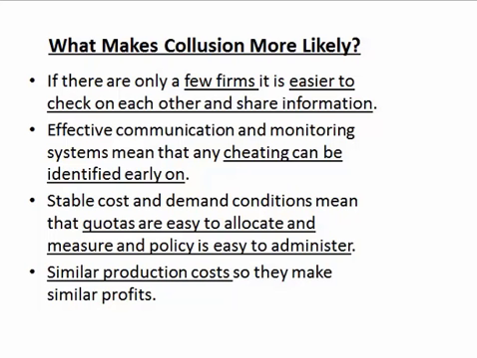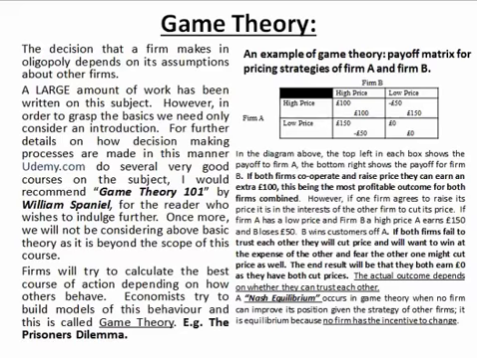We now come to a very interesting, or more interesting, section in economics, depending on how you're finding the course. We're talking about game theory. The decision that a firm makes in an oligopoly depends on the assumptions about other firms. A large amount of work has been written on this subject. However, in order to grasp the very immediate basics, we need only consider an introduction. For further details on decision-making processes, see the recommendations below.